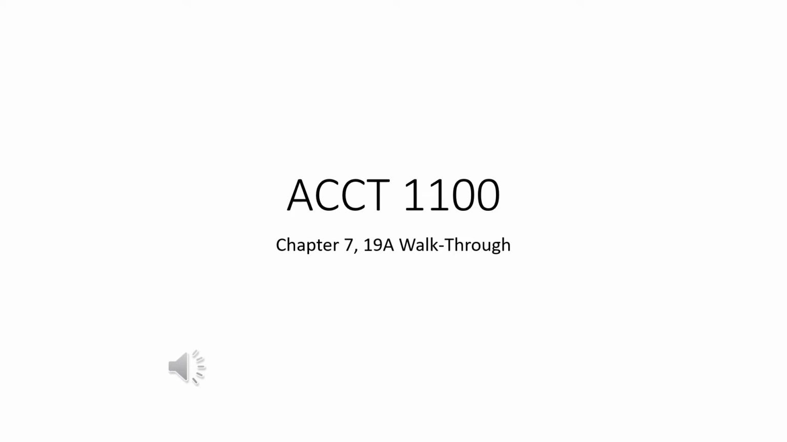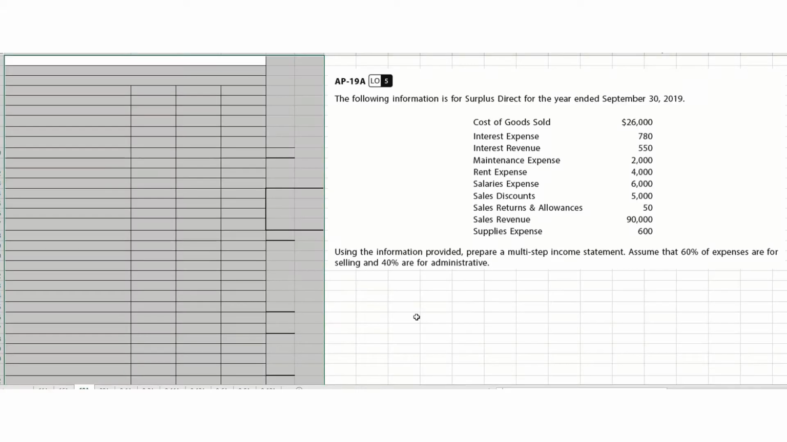All right, we have Chapter 7, Question 19a. For Question 19a, we were given a bunch of information for a company called Surplus Direct for the year ended September 30th, 2019. Using this information provided, we are to create a multi-step income statement with the assumption that 60% of expenses are for selling and 40%, the balance, are for administrative.